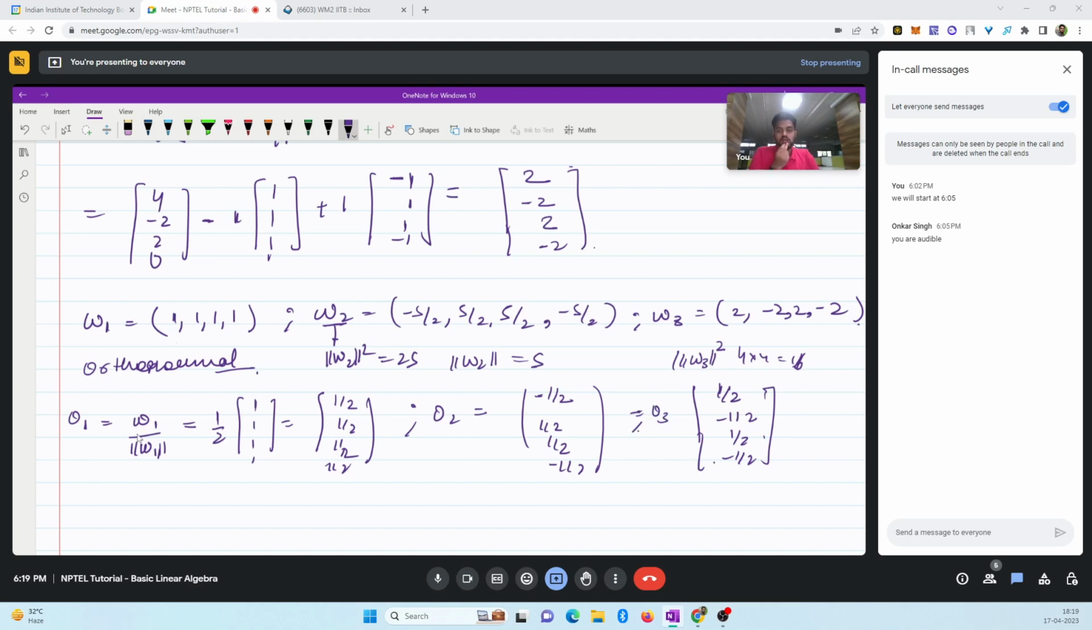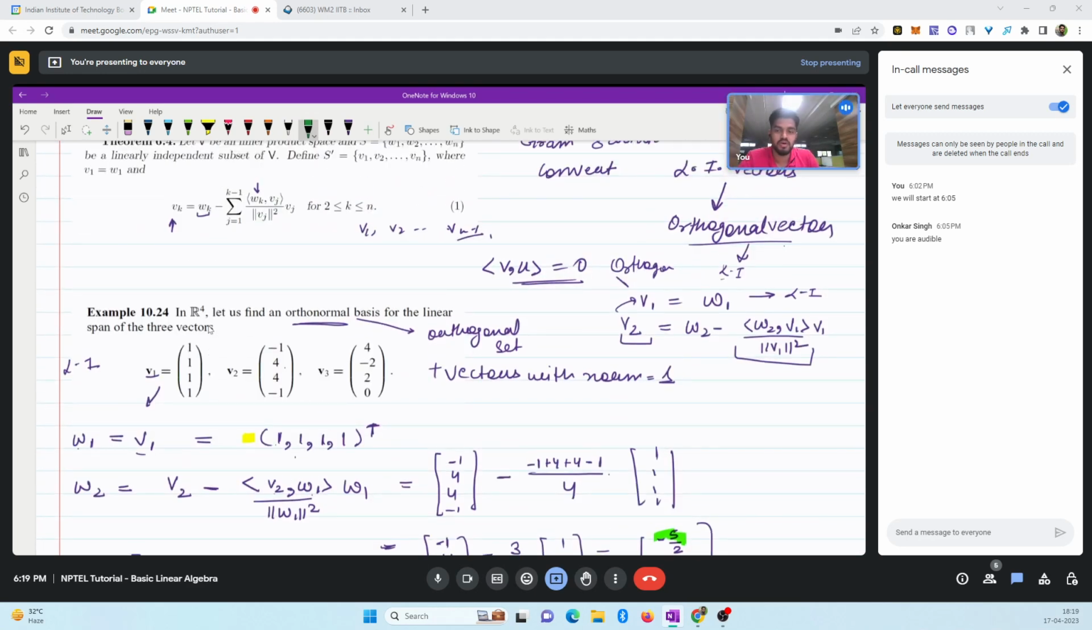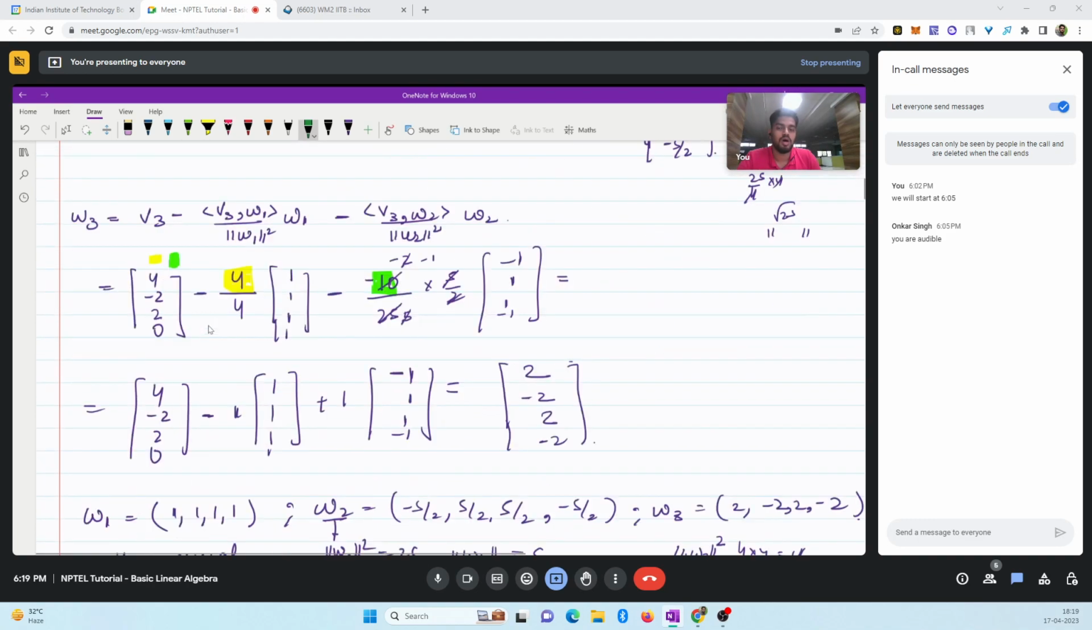What is theta here? This is not theta. I'm using O1 to denote my first orthonormal vector. Now, if you look at these two sets of vectors, why use 1 by 2 into V1? In the question, we were asked to find an orthonormal basis, not an orthogonal one. Then how do we multiply 1 by 2 in the given vector?